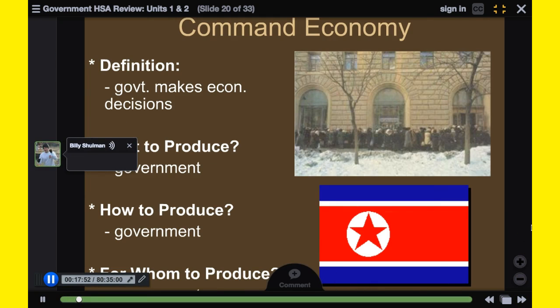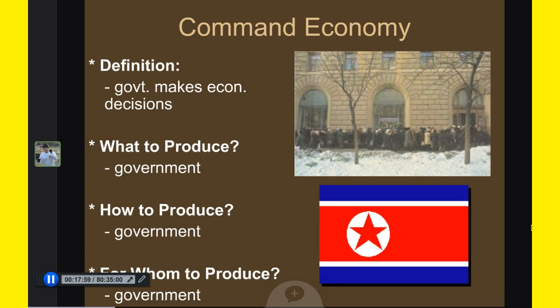In a command economy, you'll notice how I use my command voice. The government is making every economic decision. Earlier, we learned about the word totalitarian, and in a totalitarian government, the government has total control. Well, in a command economy, the government is making all of the economic decisions. And so, if you go to North Korea, this is the flag of North Korea, you'll live in a command economy where the government tells the producers what to make, they tell the producers how to make it, and they tell the company who they're making the product for. In a command economy, people have very, very little, if any, freedoms when it comes to economic choice.